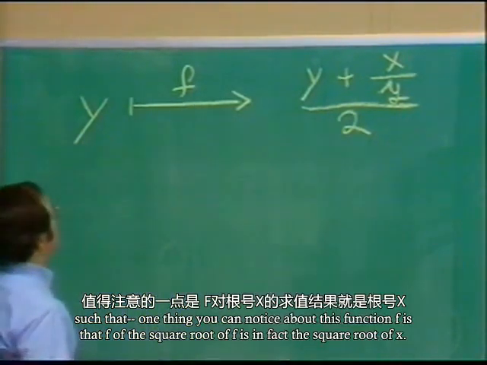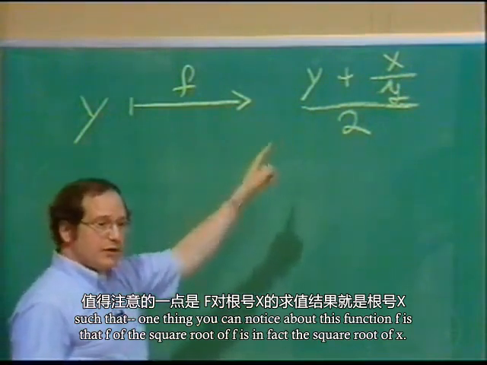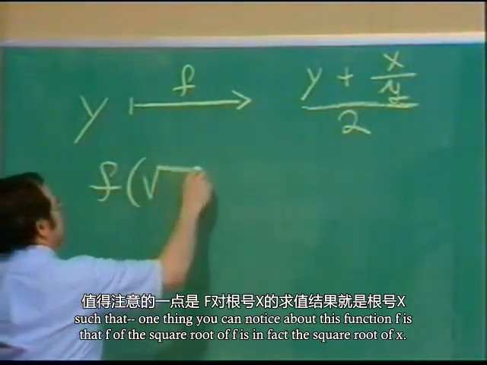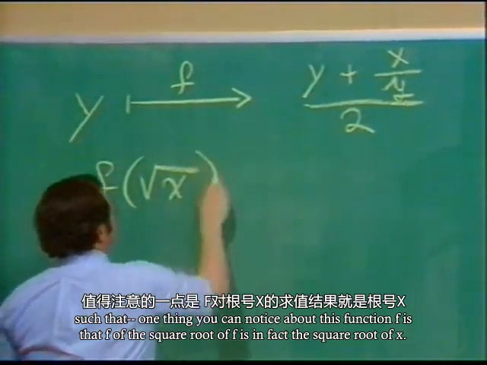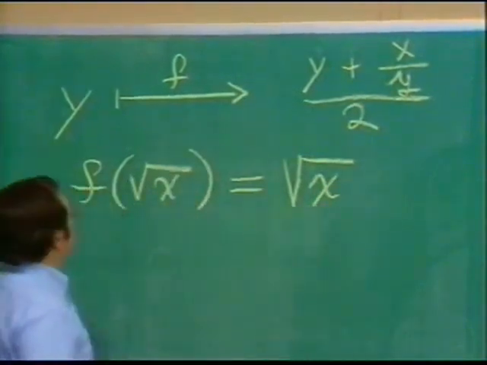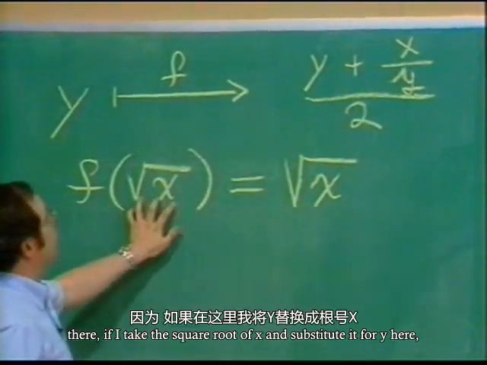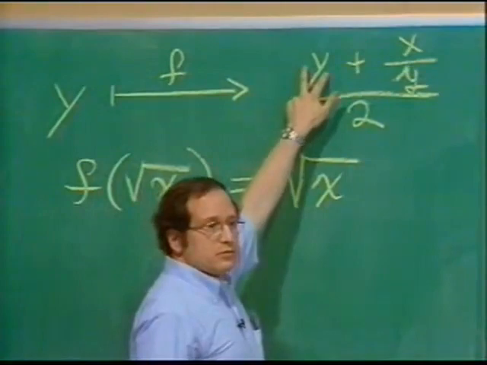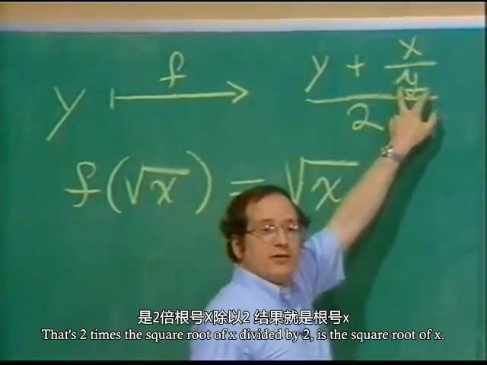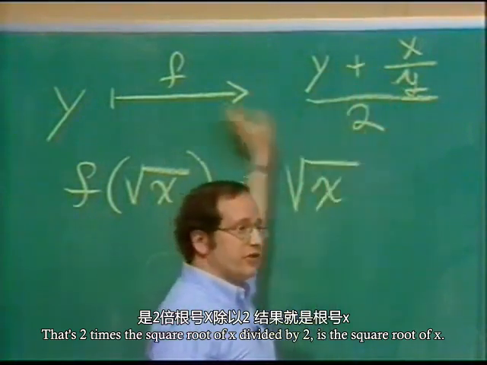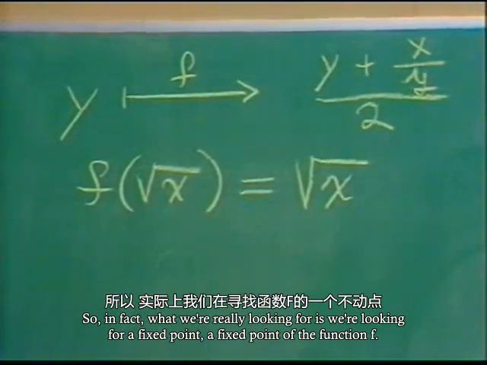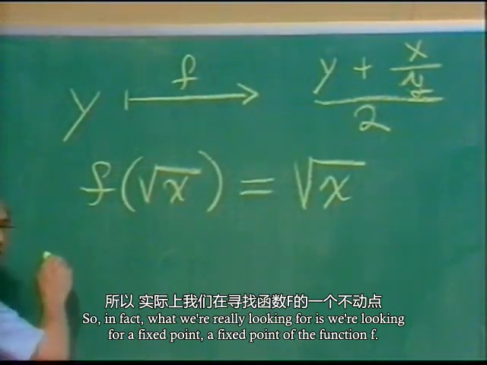One thing you can notice about this function f is that f of the square root of x is in fact the square root of x. In other words, if I take the square root of x and substitute for y here, I see the square root of x plus x divided by the square root of x, which is the square root of x. That's 2 times the square root of x divided by 2, which is the square root of x. So in fact, what we're really looking for is a fixed point.